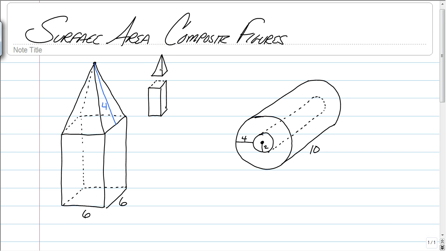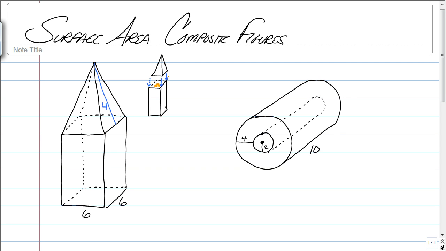Okay, so I drew them separately just so you can kind of get the idea of what's about to happen. Now, if you take the surface area of these individual objects separately and then add everything together, you're going to find out that you have the wrong answer. The reason why is you need to imagine that we take a little blob of glue, we'll call it super glue, and glue that pyramid right on top of the prism.